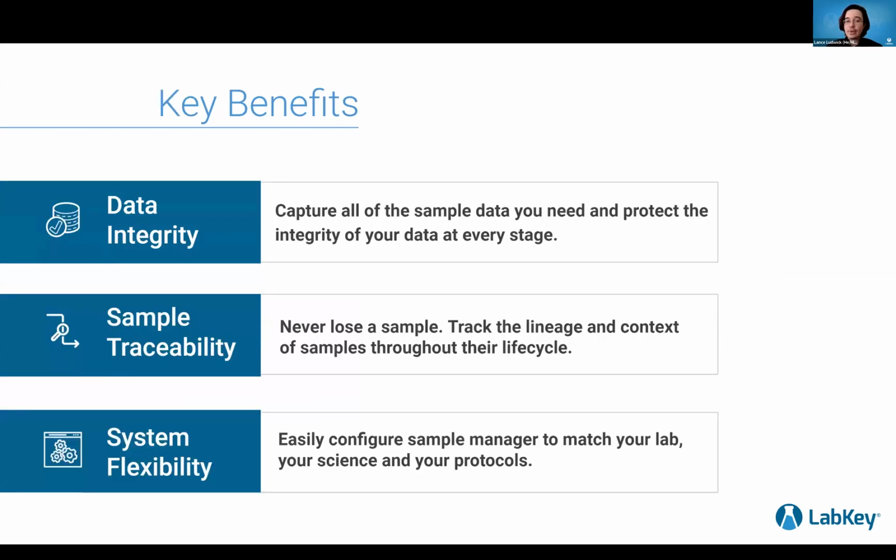So when looking at Sample Manager, there's three main pillars that we really focus our software on. That's data integrity, sample traceability, and system flexibility. So with data integrity, we're going to make sure that we're entering in our data correctly. We can set certain parameters for the data that we're entering. We have certain data types. So if you're entering a date, you can select a date. You can have drop-down options like text choices, just to make sure we're putting in everything as we expect it.